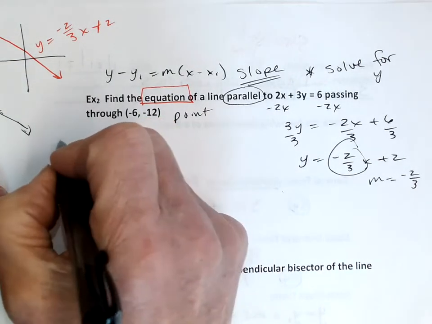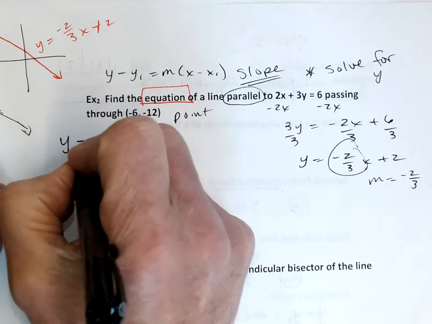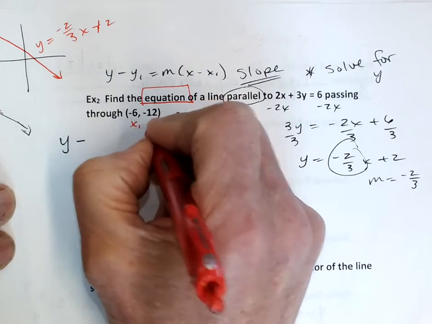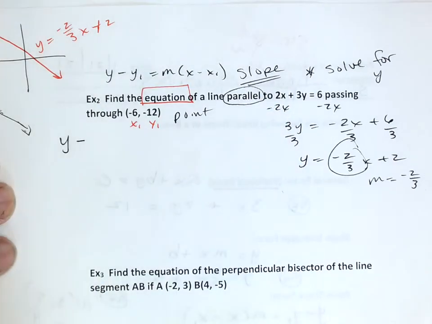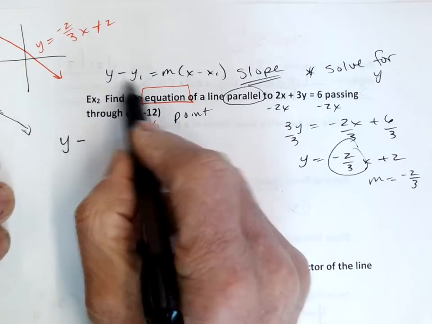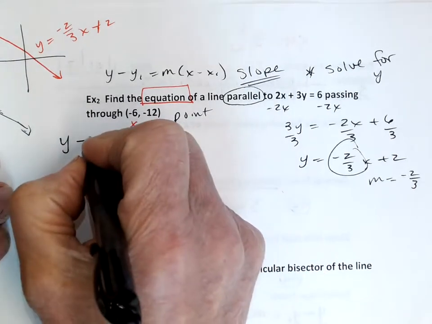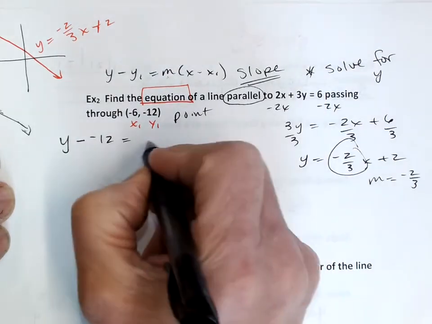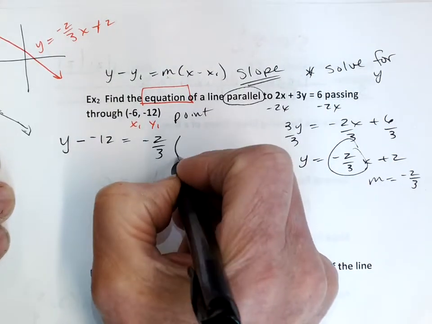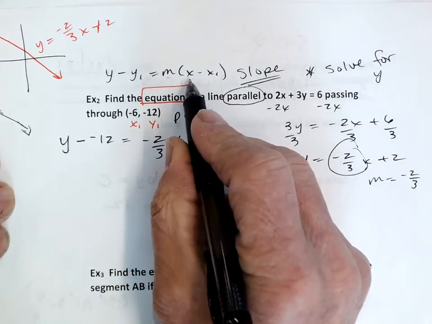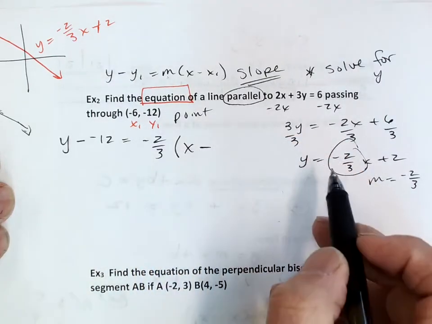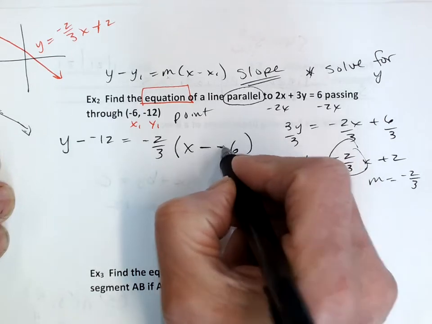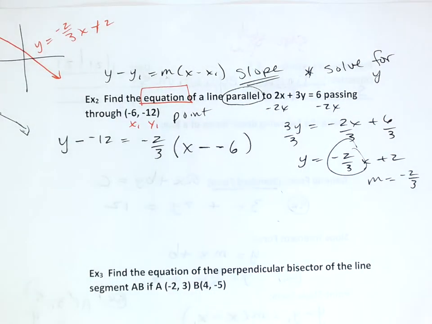So I'm going to go y minus, well, my point x1, y1, right? So I'm going to go y minus a negative 12 equals my m, which is my slope, which is my negative 2/3, times x, which is my x variable, minus x1, which is a negative 6. All right, how am I doing?